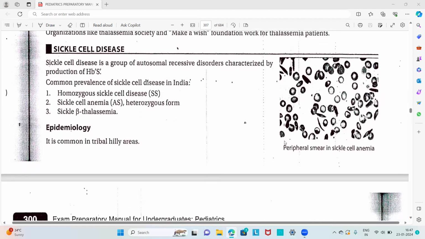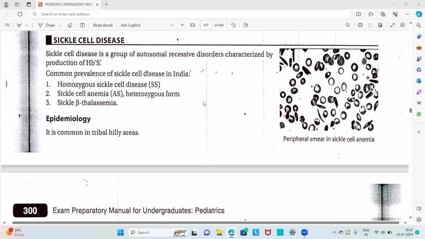Then about sickle cell disease, another short essay or short answer that is most commonly asked in our university exam. Sickle cell disease is a group of autosomal recessive disorders characterized by the production of HbS. So the definition: it is an autosomal recessive disorder characterized by the production of abnormal hemoglobin, that is HbS.